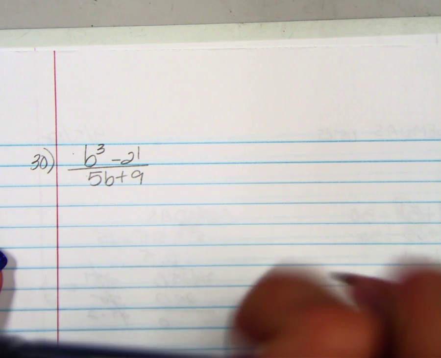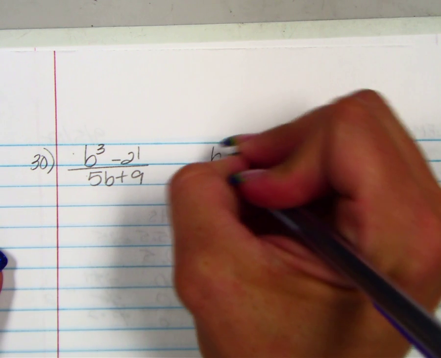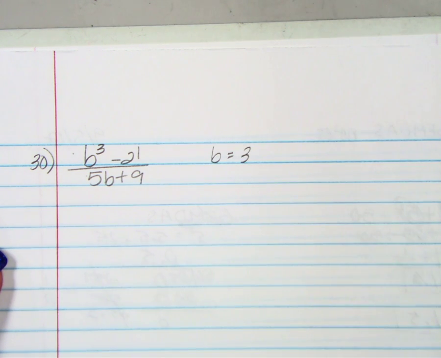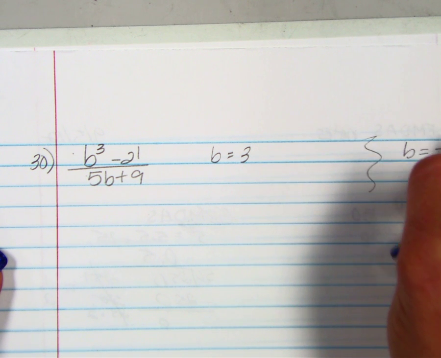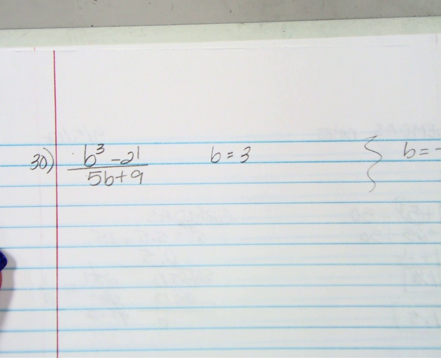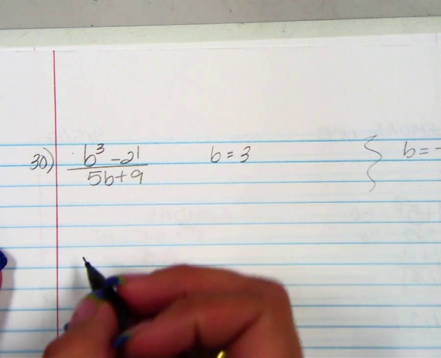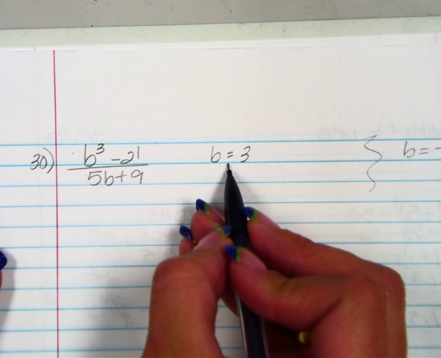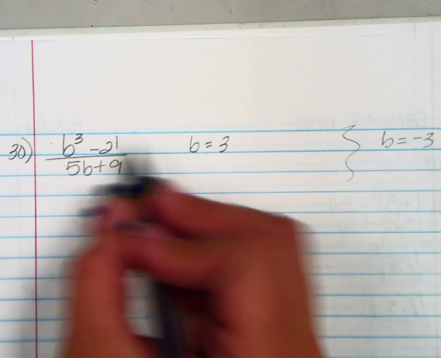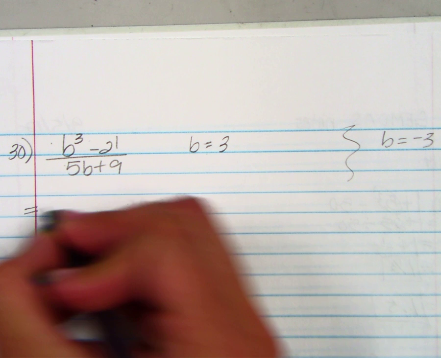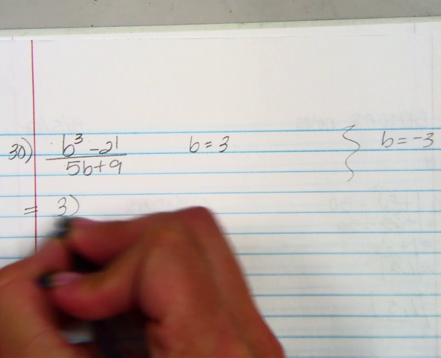Okay, and my b value is equal to 3. Okay, but we're going to solve it a second time, and we're going to do b is equal to negative 3 and watch what happens. Okay, so the first time that I solve it, I'm using b is equal to 3, and I'm going to plug in my 3 for the b, so I'm going to rewrite my whole problem and say the 3 cubed.